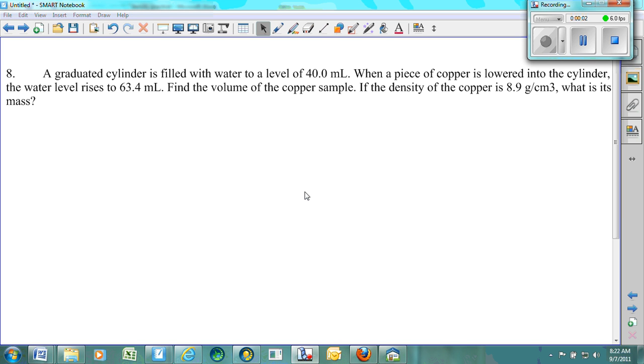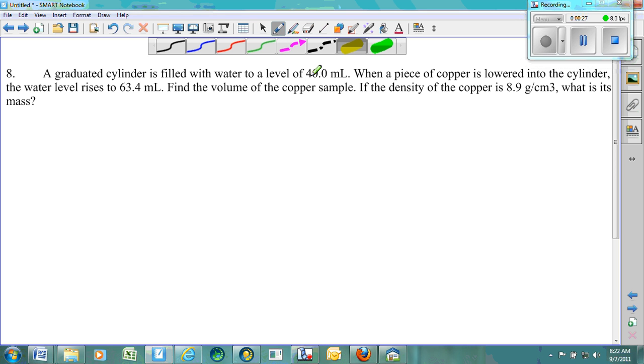Good day, chemistry fans. What I've got here is a density question for you that I'm going to work out, and hopefully you can play along and learn some stuff. So this is a density question that involves a graduated cylinder in which something is going to be immersed in water to find its volume. And so we're showing that there's an initial value of 40 mL, and then there's a final volume of 63.4. So that's going to allow us to figure out what the volume of the sample is.